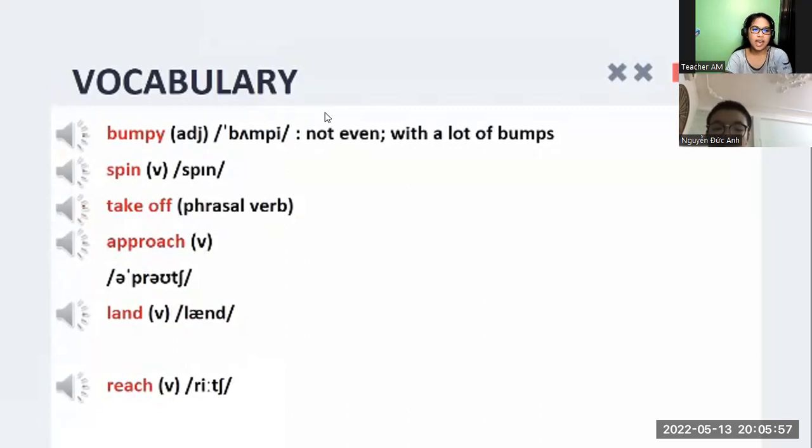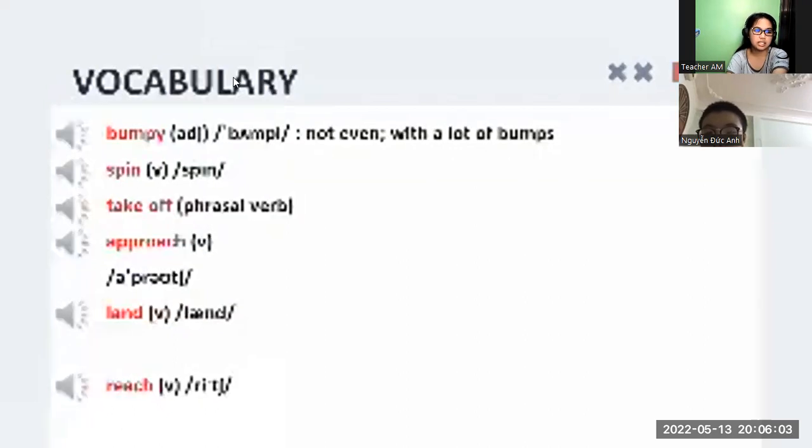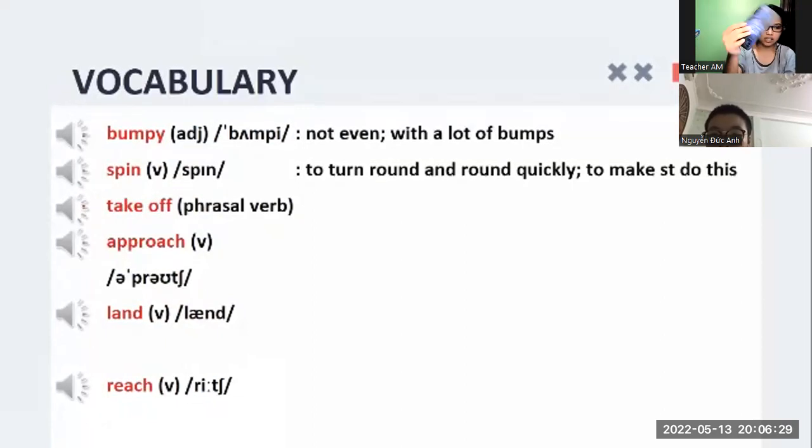Okay, next we have spin. I want you to repeat the word first. Spin. Okay, what's the meaning of spin? To turn round and round quickly. Okay, so for example, this one, I'm going to spin this one. So this means spinning. This is an example of spinning. Or if I do this on a flat table, this is spinning.